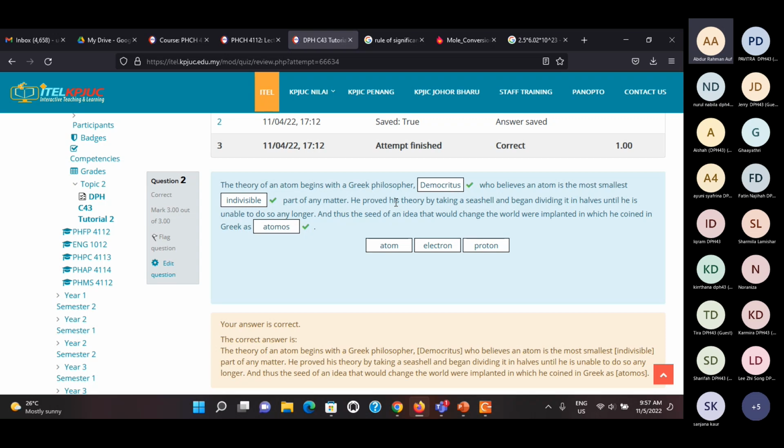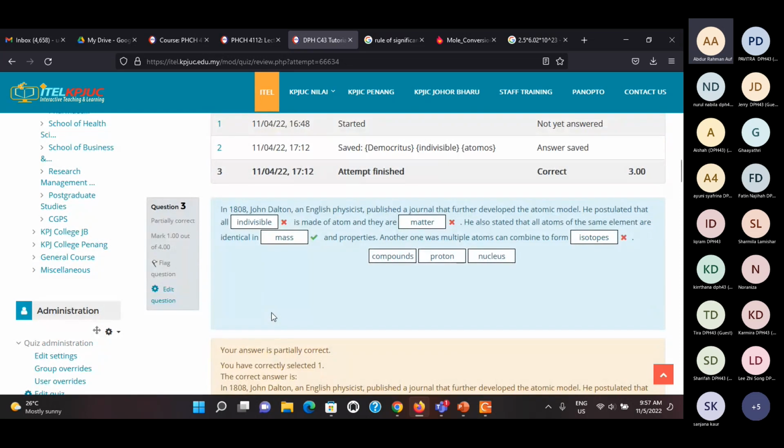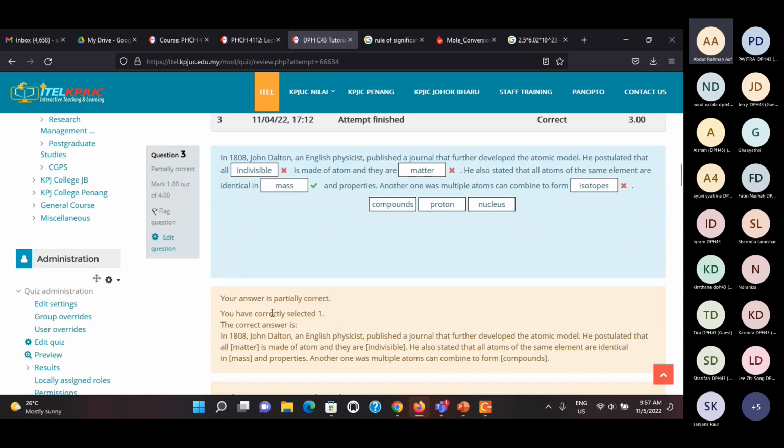So that is his idea of what an atom is. Smallest indivisible part of any matter. So this is the seed of an idea that how we come to discover the structure of the inside of an atom. So he coined this idea as atomos, smallest indivisible part of matter. Question number 3, the continuation from that story of Democritus.